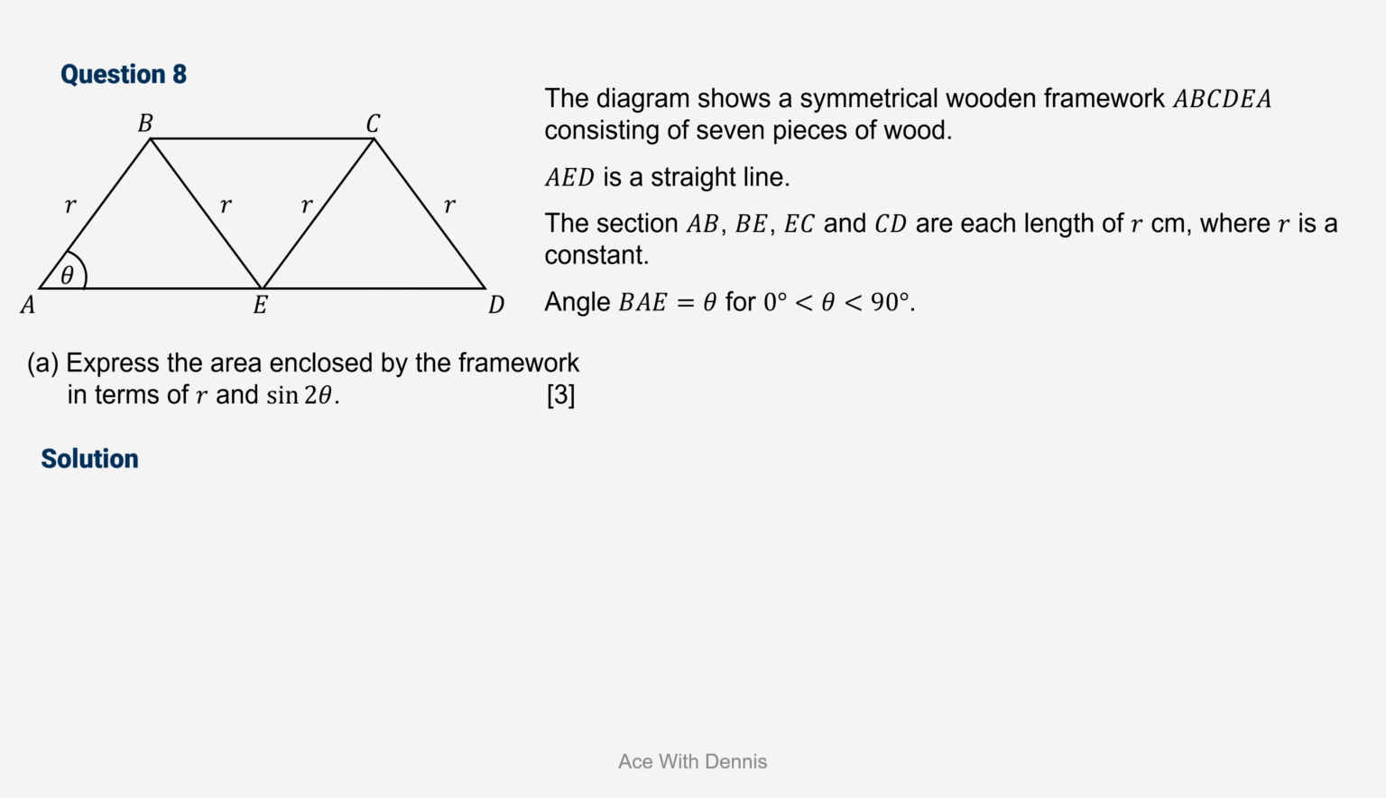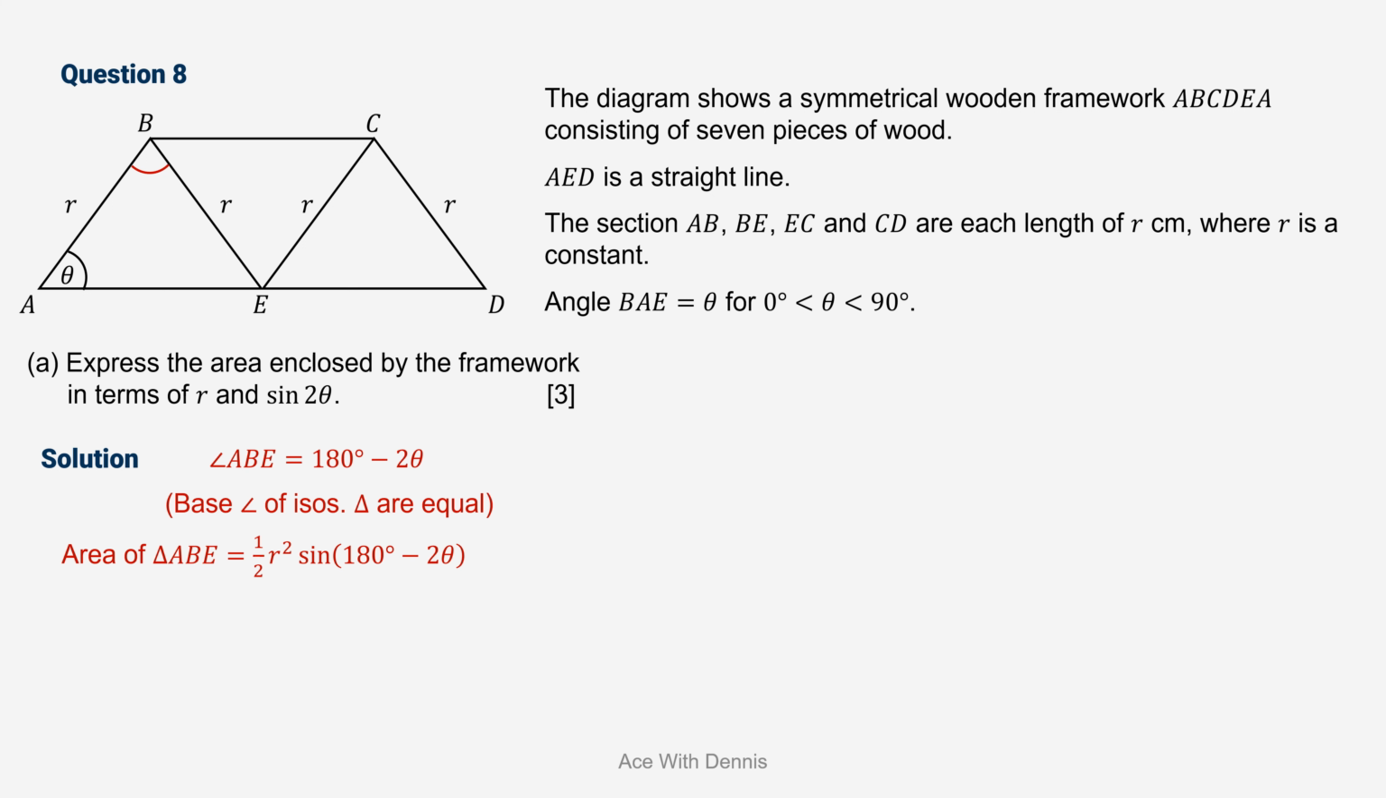From the diagram, we can see that the framework is made out of 3 identical triangles. So what we have to do is find the area of one triangle, then multiply by 3 to get the area of the framework. So we look at the triangle ABE and especially this angle. This angle ABE is 180 degrees minus 2 theta.